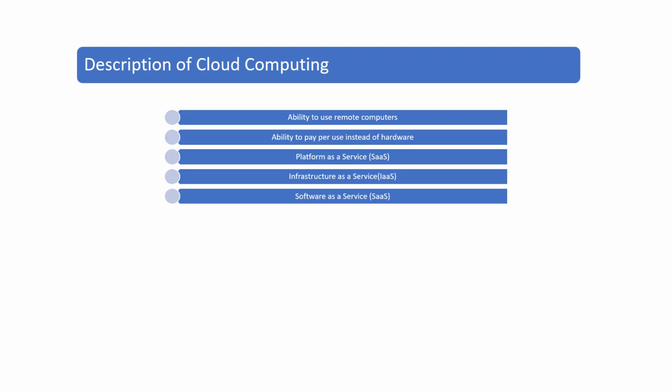At this point, I want to go over a quick overview of the cloud. And this involves our ability to use remote computers to do our computing, to replace our existing on-premises IT computing infrastructure. The cloud will give us the ability to pay per use instead of investing upfront on hardware and software. And we have the opportunity to leverage one of the three models, which are platform as a service, infrastructure as a service, and software as a service.